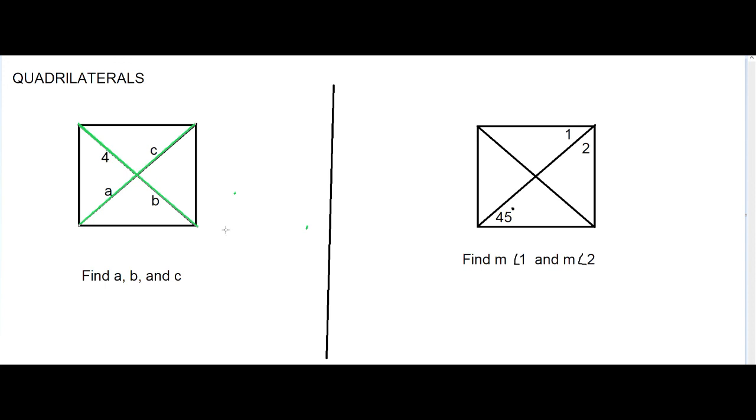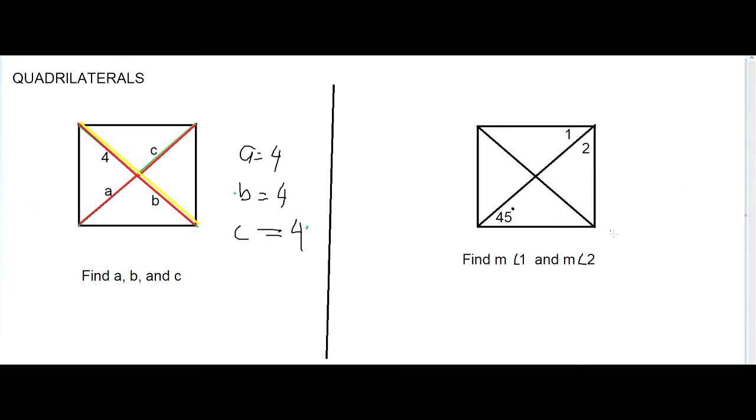Therefore, you can conclude if this is a square and you have to find the values of A, B, and C. This one is 4. You can assume that every single one of them is equal to 4. So, basically, 4 lahat ang sagot yan. A is equal to 4. B is equal to 4. C is equal to 4.